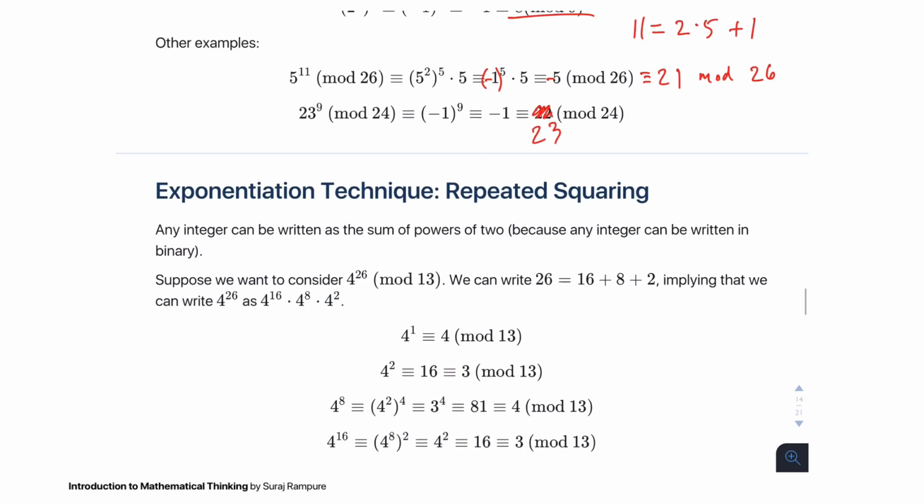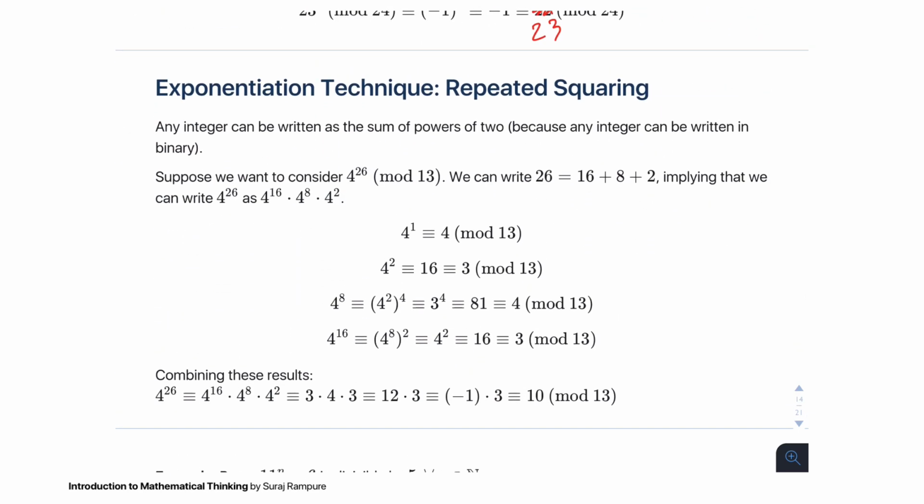Okay. Now, what if we want to expand out something that's a little more complicated? So, for example, 4 to the 26 modulo 13. Okay? What we can use is the fact that any integer can be written as a sum of powers of 2. Okay, can someone reason to me why that's true? Why can we write any integer as the sum of powers of 2?